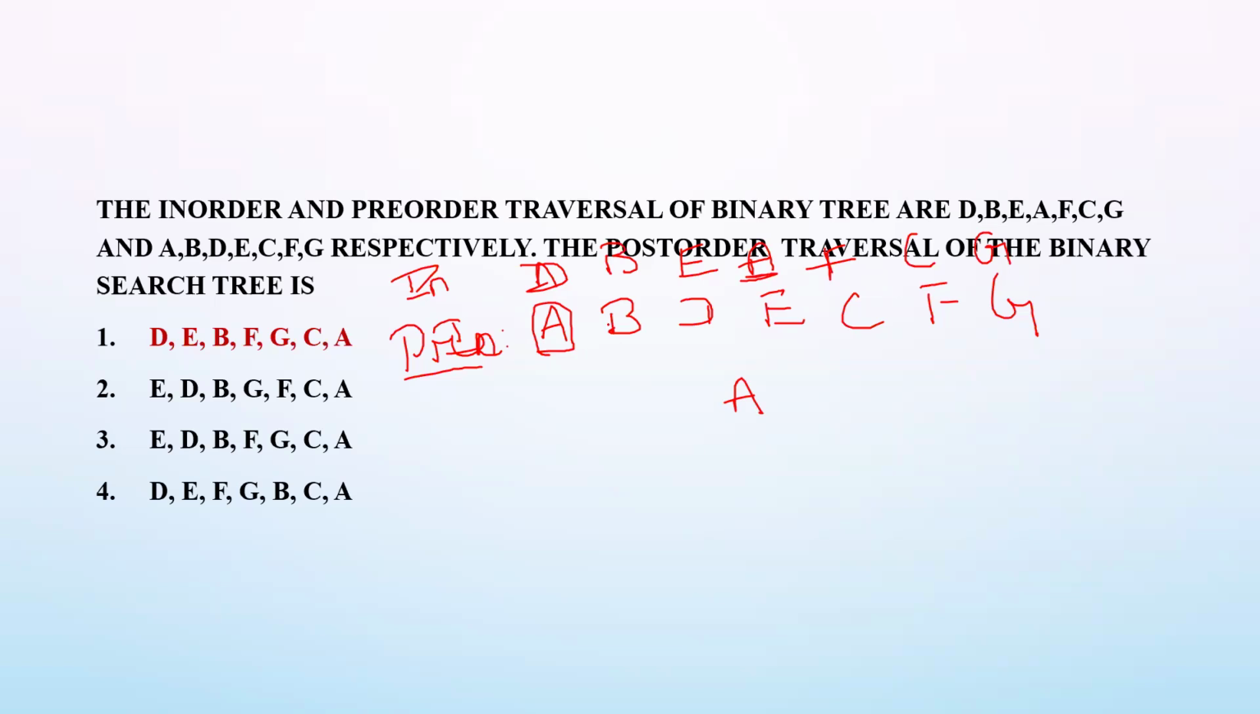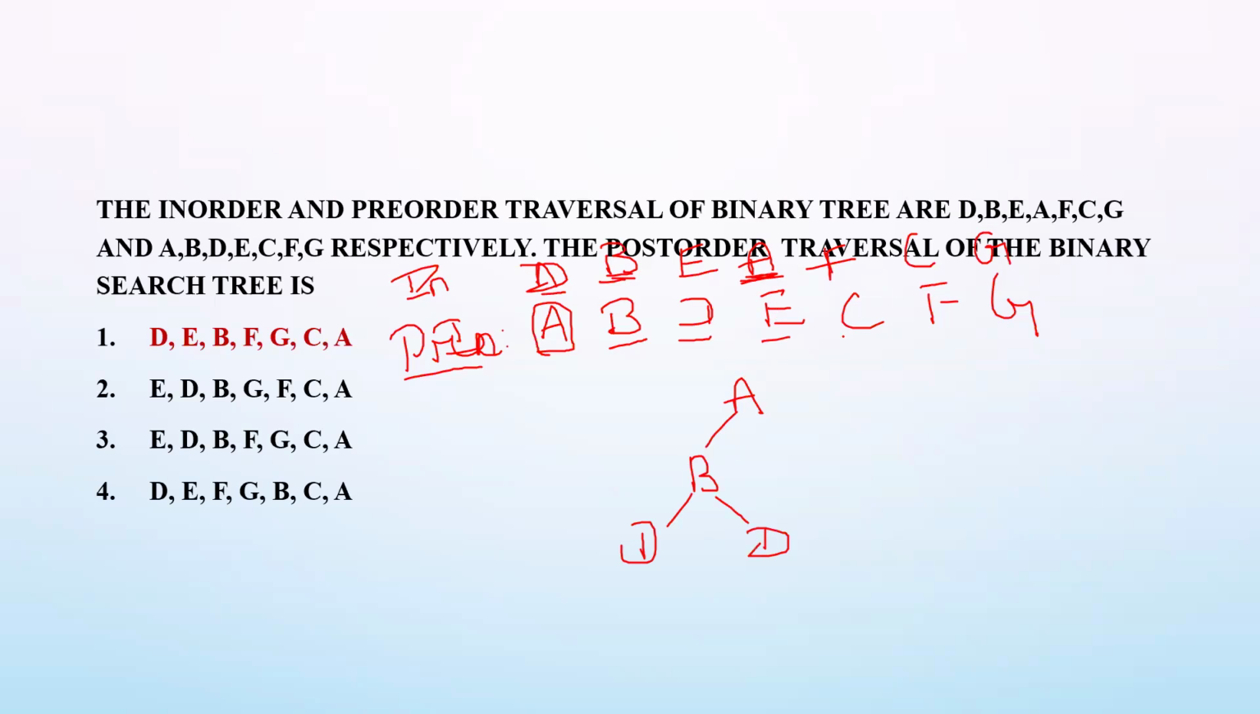So next element is B. B is on the left side of A. Next element is D. D is on the left side of B, and B is on the left side of A. That we have to note down. Next one, E. It is on the left of A. First the root we have to check, then this parent element we have to check. So B's right side, this is where E has to come.